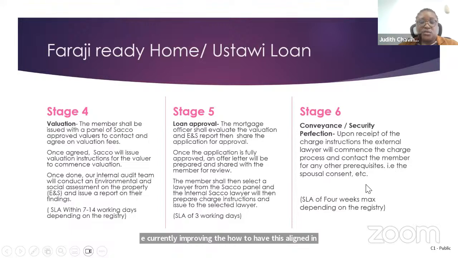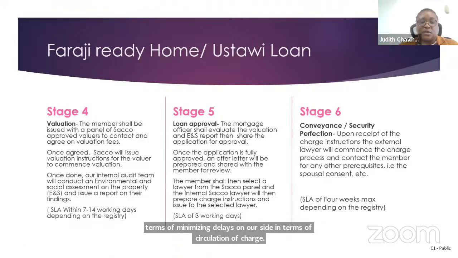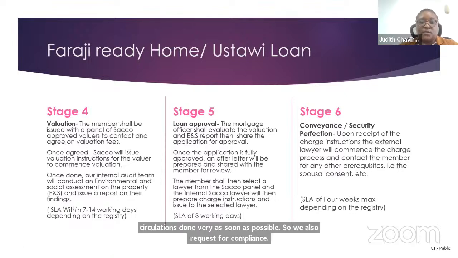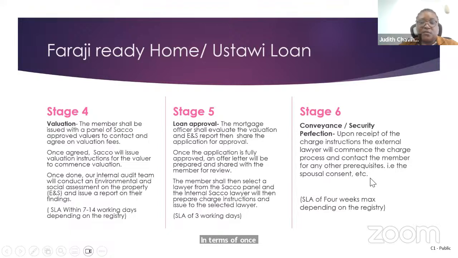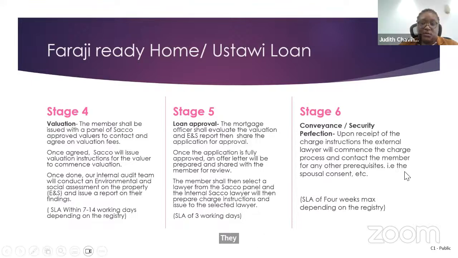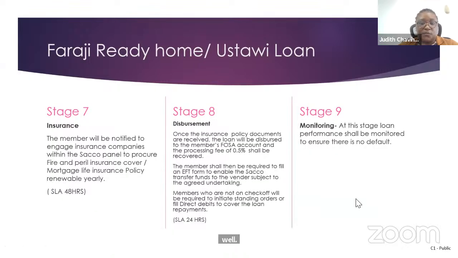So we are also automating some of these processes to ensure that we have the circulations done as soon as possible. We also request for compliance: once the Sacco lawyer requests for documentation, can you provide it very fast for us to be able to lodge the charge as soon as possible. This should take within an SLA of 4 weeks maximum, depending on the registry as well. So that's it in terms of conveyance.